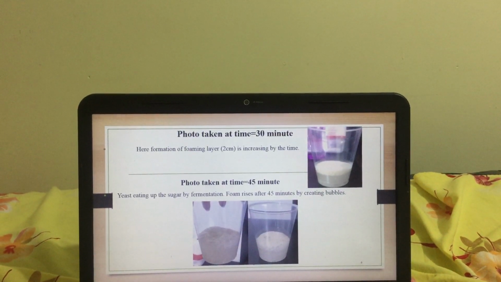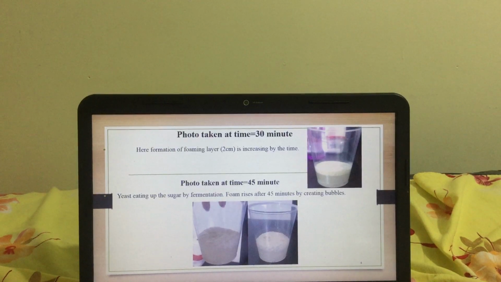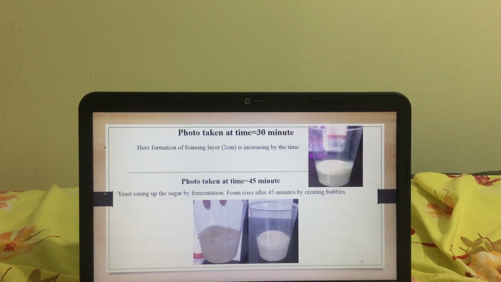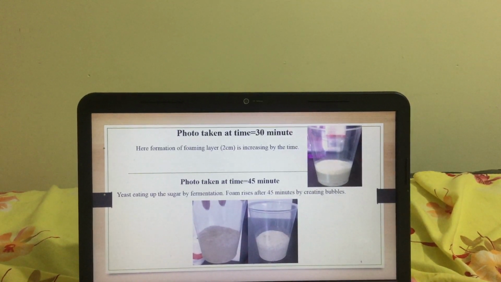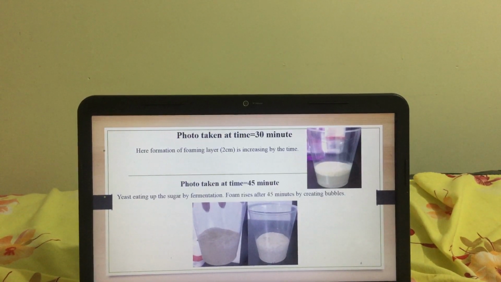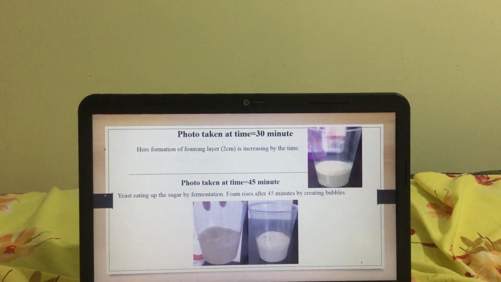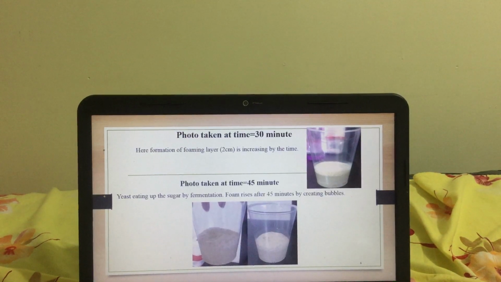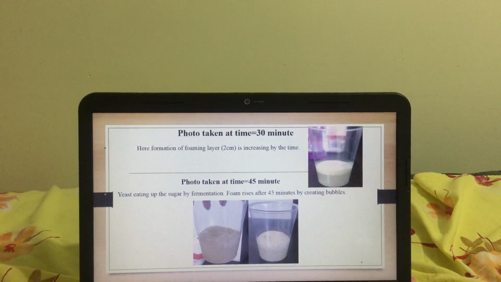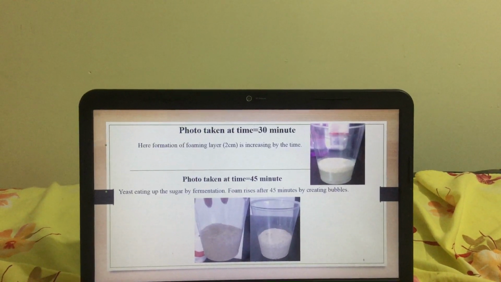And here, the picture is after 30 minutes. The foaming layer, about 2 centimeters, is increasing with time. And after 45 minutes, it was eating up the sugar by fermentation. As we can see, there is a foamy formation. The foam was rising a little bit higher than 2 centimeters after 45 minutes, and it was creating a lot of bubbles.